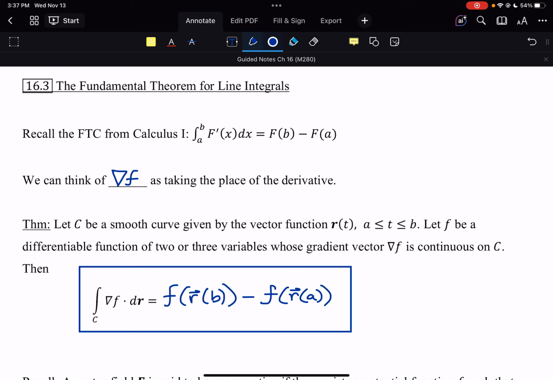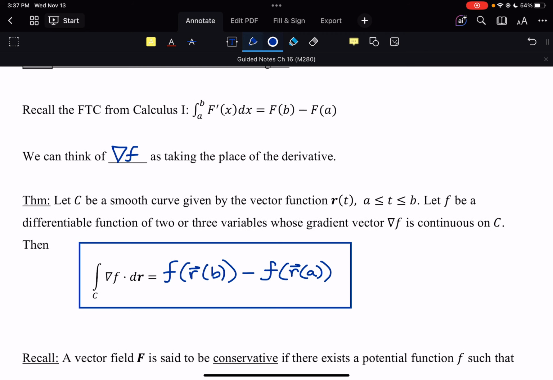So we're just coming right out of the gate here and defining that fundamental theorem. This is all well and good. If we know that we have a gradient vector field, we can evaluate it simply by evaluating it at the endpoints and subtracting. But this does bring up some questions.